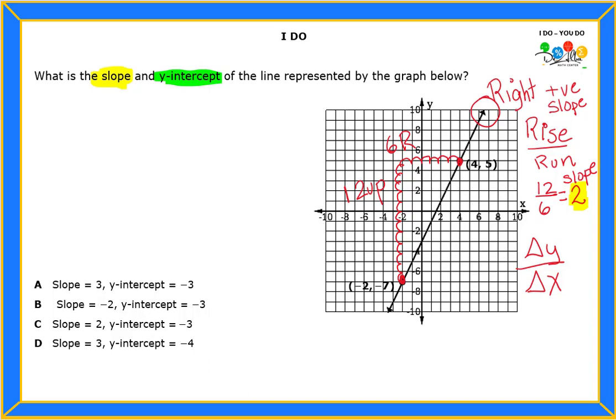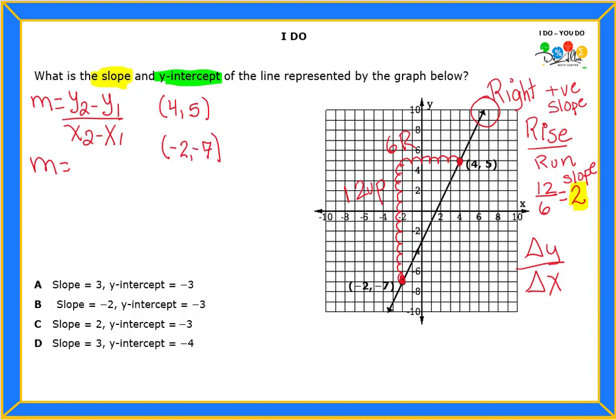How will you work this problem, finding the slope using algebra or using a formula? I want you to go back and look at your formula chart or your reference material. There is a formula that says m equals y sub 2 minus y sub 1 over x sub 2 minus x sub 1. And of course, that refers to my points that are given to me, which are (4, 5) and also (-2, -7). So we're going to use the formula to confirm that my slope is 2.